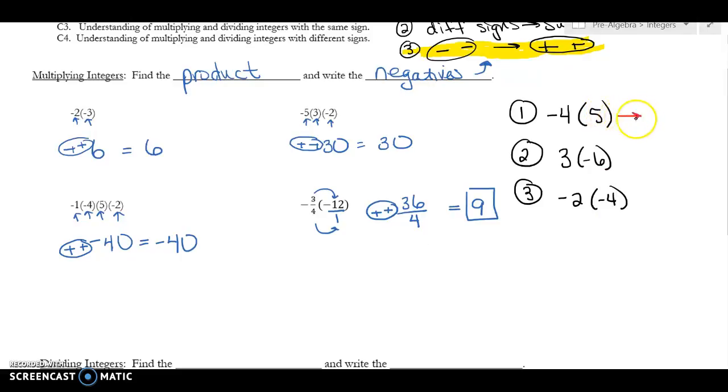So for this one, 4 times 5 is 20. I have 1 negative, so I write 1 negative. For number 2, 3 times 6 is 18. I have 1 negative, so I write 1 negative.